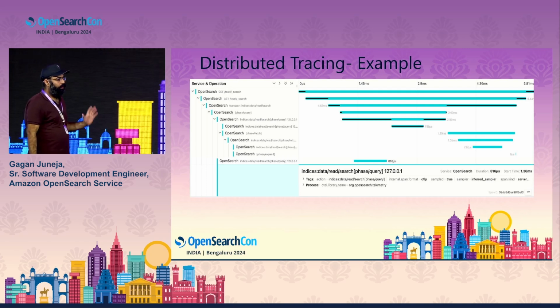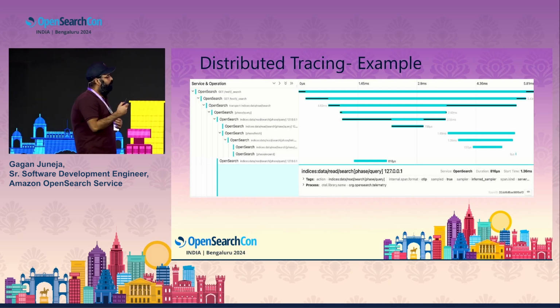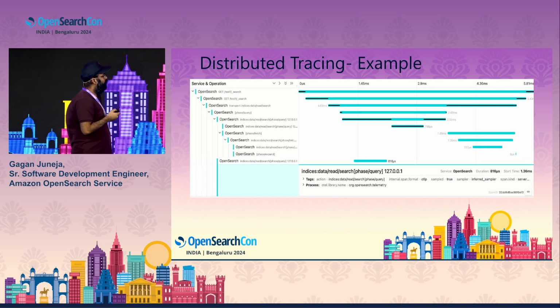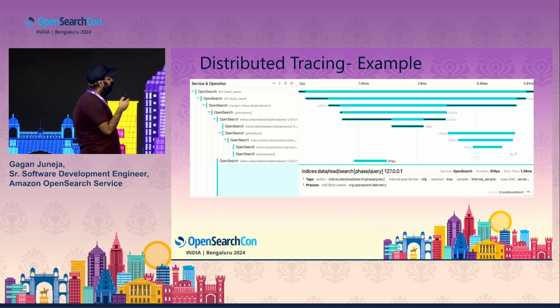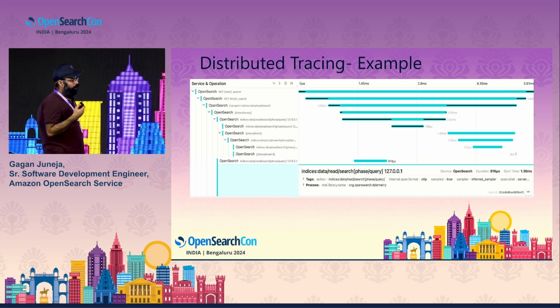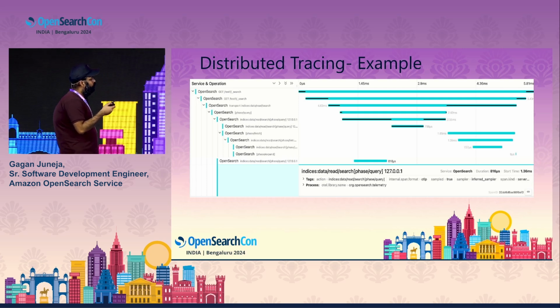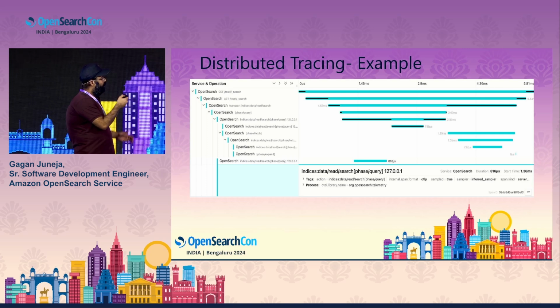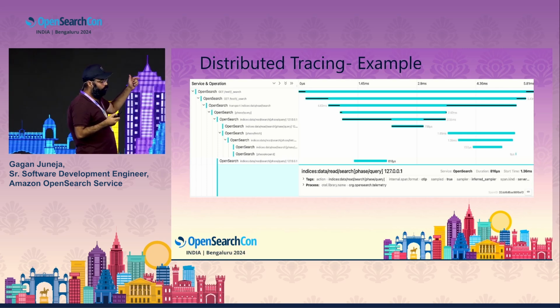So this is the request that we were discussing, and this is the trace of that request. If you see, it's hierarchical. First it lands on the network layer. From there it goes to REST, and then it goes to transport. And from transport it goes to the query phase, and that is a coordinator level of trace.